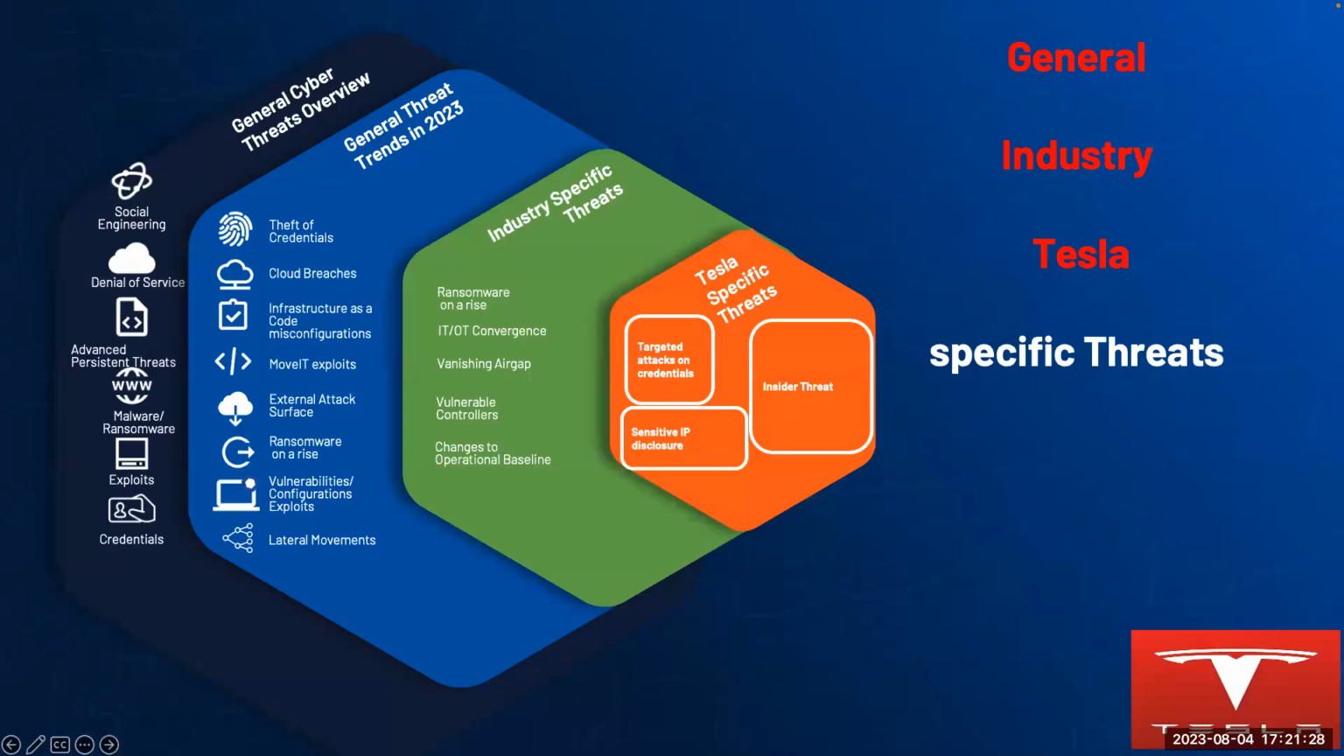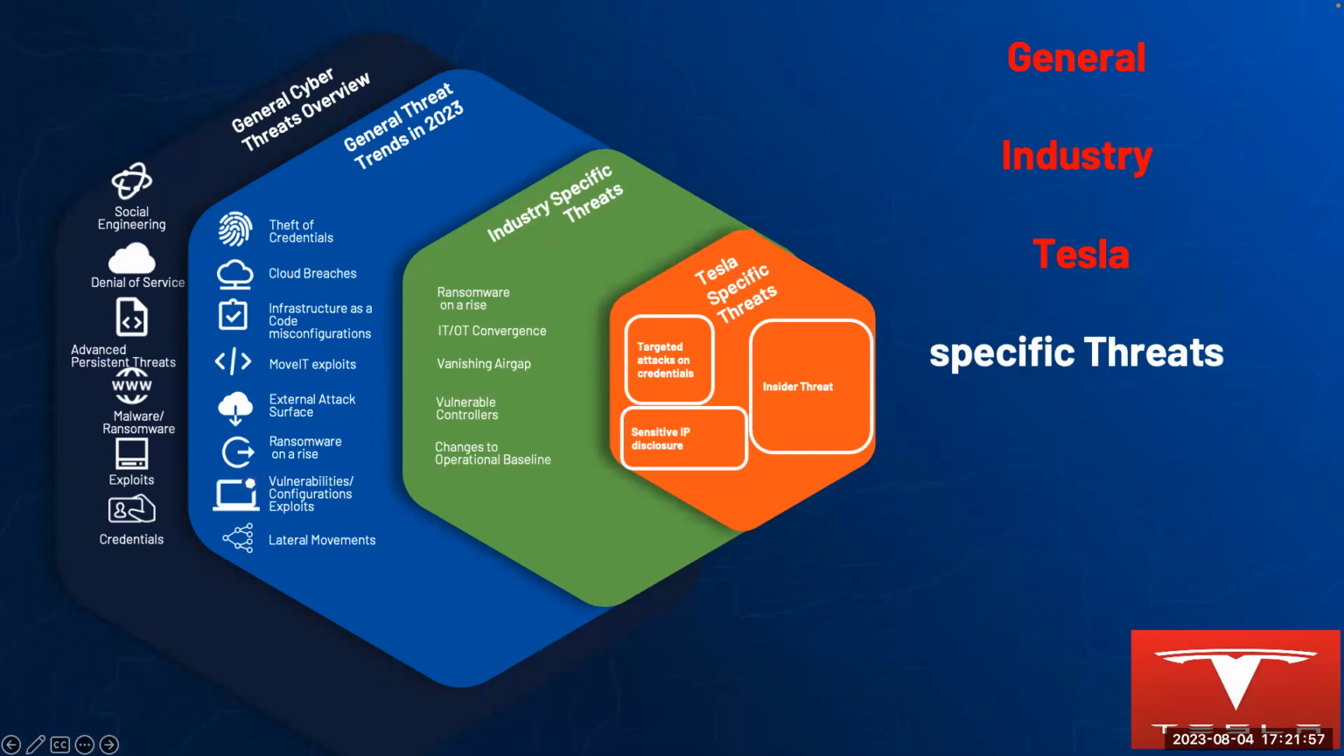So what are the general industry and Tesla specific threats? When it comes to general cyber threats overview, social engineering is still the top priority. There are denial of service or distributed denial of service attacks, advanced persistent threats, ransomware and malware, various software exploits, as well as credentials leakage.